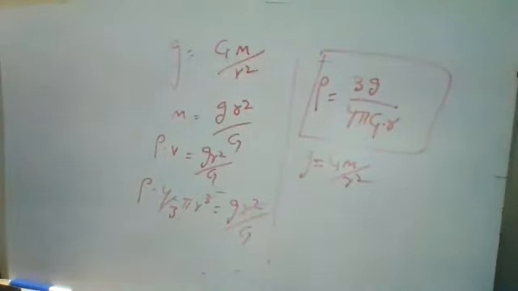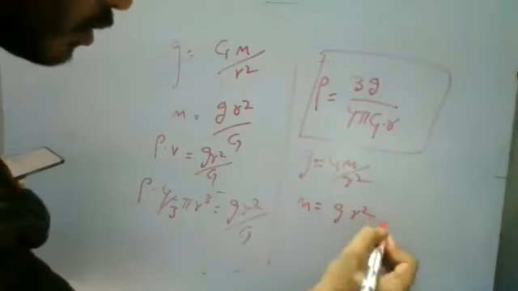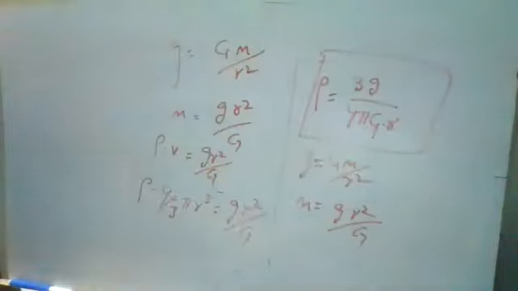And the same thing when we are discussing masses: m is equal to g r square by capital G. So these are your relations. Note the formulas down. And remember, when we are discussing objects and force, we will discuss with respect to weight.